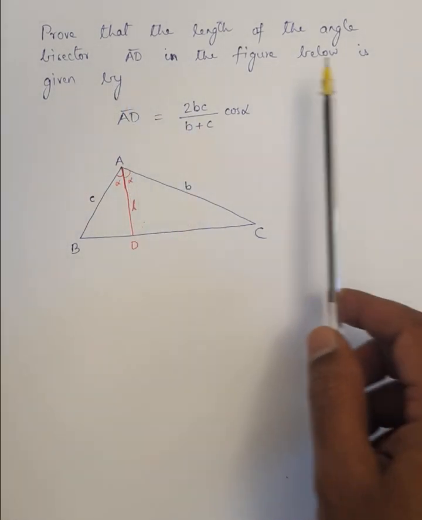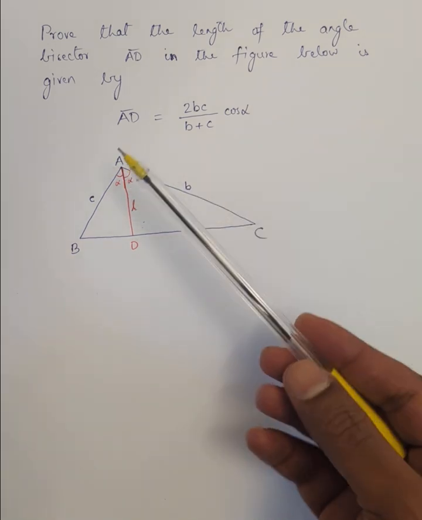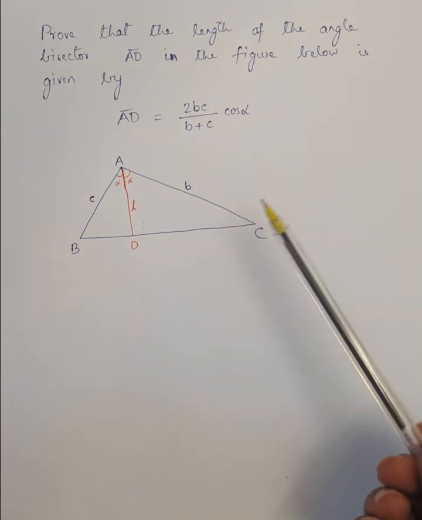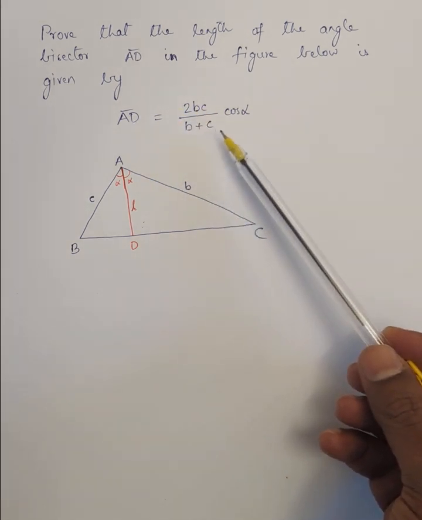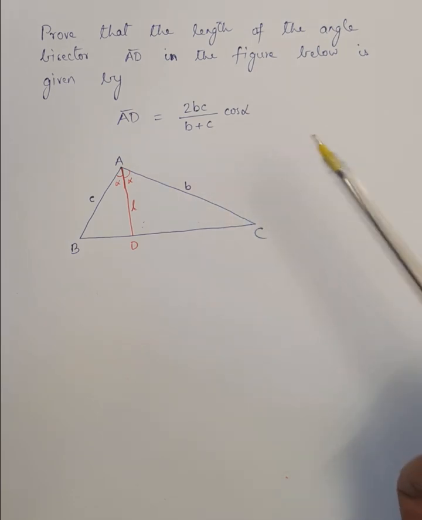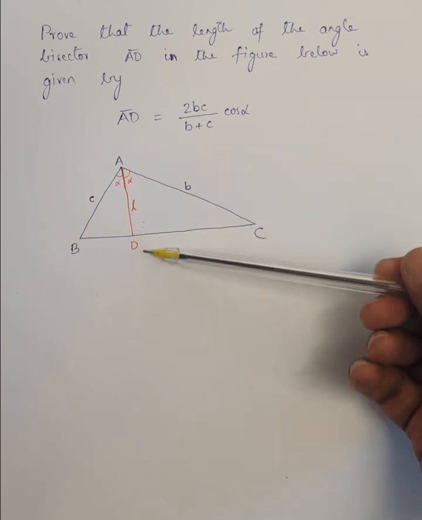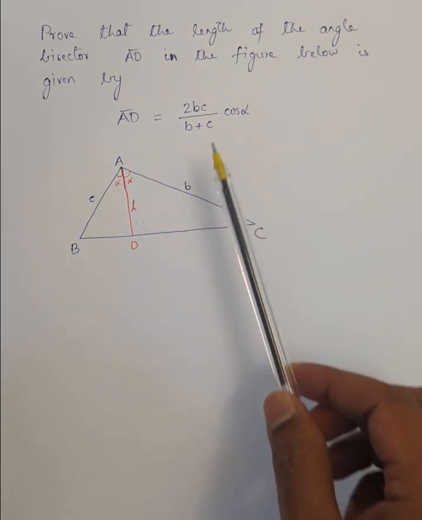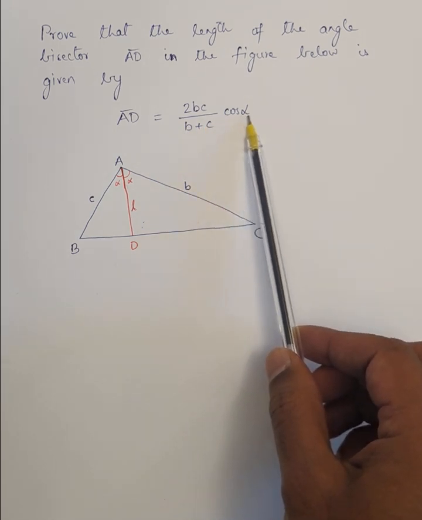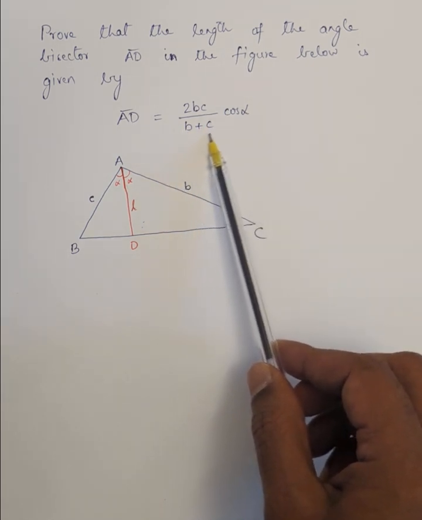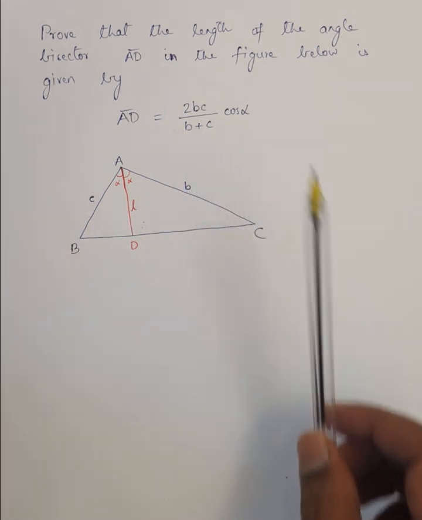We need to prove that the length of the angle bisector AD in this triangle is given by this expression. Now, this result is actually interesting and it might be useful to remember it. So, we are being asked to prove that the length AD is given by this expression, 2bc over b plus c times cos alpha. Now this quantity itself, 2bc over b plus c, is called the harmonic mean.